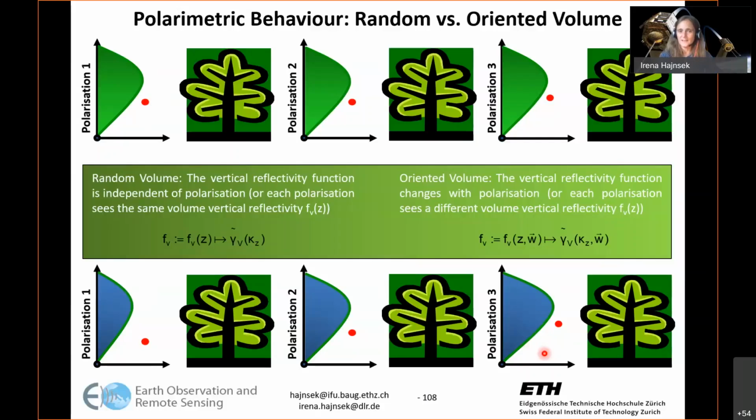But again, we have two types of volumes. One is random volume, with uniform distribution, and the other is an oriented volume, which means that you have an orientation effect inside, and this makes it polarization dependent.